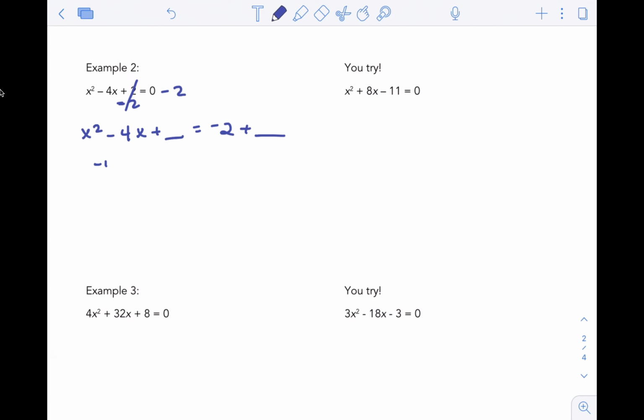So negative 4 cut in half is negative 2. Negative 2 squared is positive 4. That's what goes in both of those blanks. What we do to one side, we got to balance and do on the other side. So we adding 4 to both sides. This has just made the left-hand side a perfect square trinomial, which can now be written as x something squared.